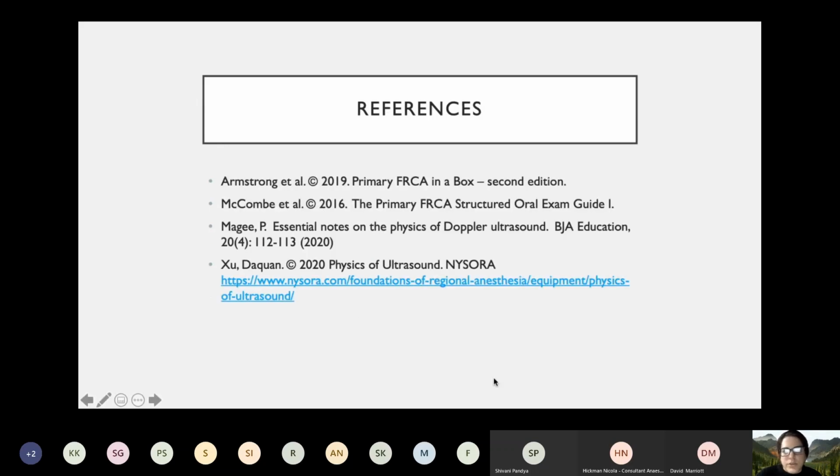I've included some references that are quite useful. The Nysora article on ultrasound is quite good. And then there's also an article in one of the BJA Education journals about ultrasound that's quite useful on top of your usual FRCA books.